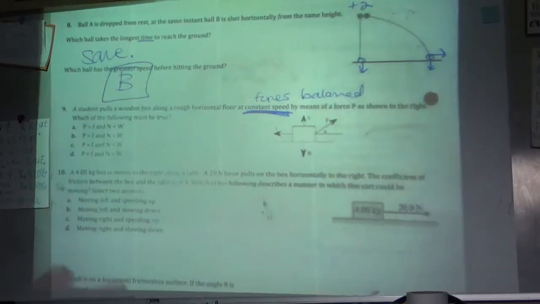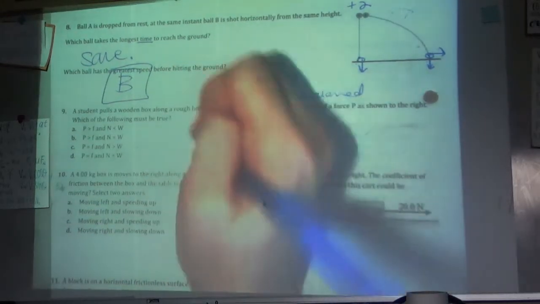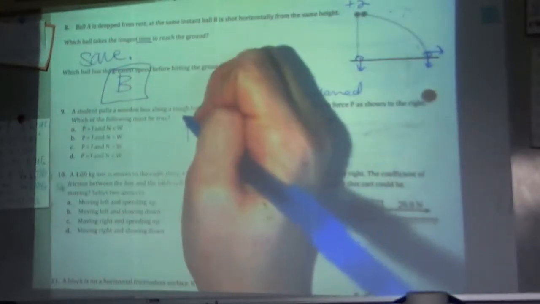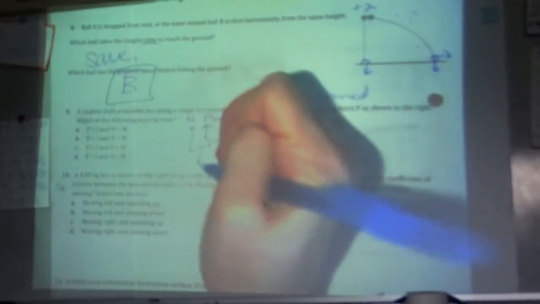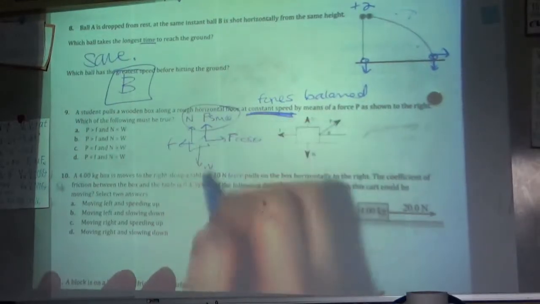So for the P, let's break that down into P sine and P cosine of the angle. And then I still have the normal force up, and I've got the weight force down, and I have friction this way. So I know that these two add up to the weight.